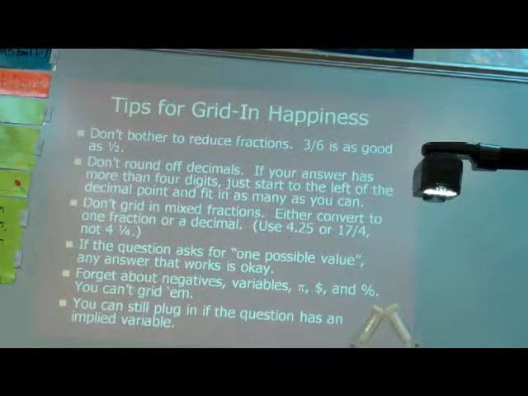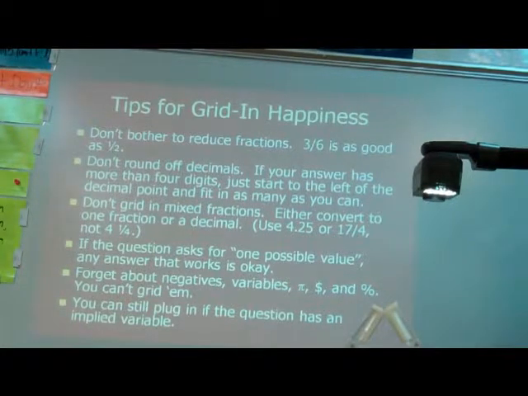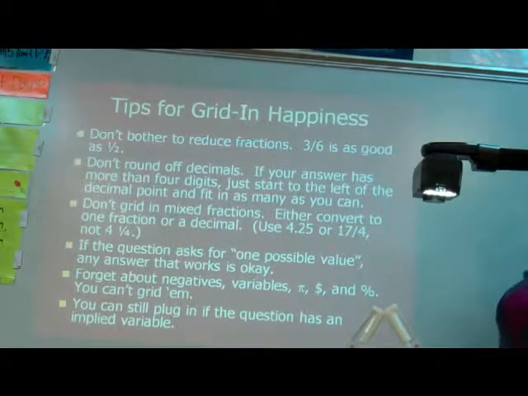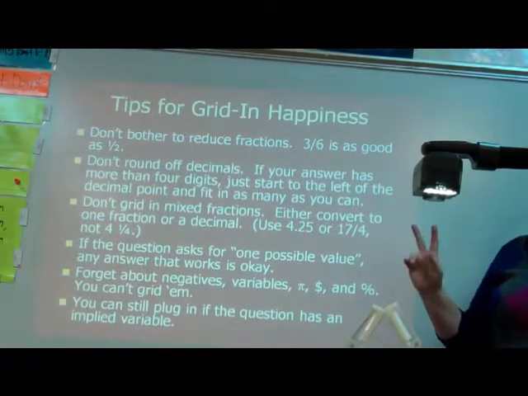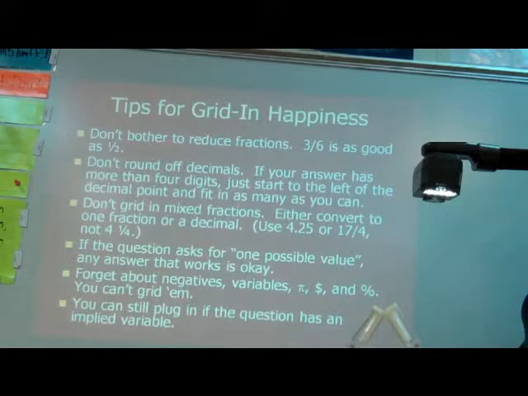Some tips for grid-in happiness: don't bother to reduce fractions. 3/6 is as good as 1/2. You don't have to reduce the fractions before you grid them. Don't round off your decimals. If your answer has more than 4 digits, just start to the left of the decimal point and fit in as many as you can. You don't have to round. You can do what we call truncate, which means you just chop it off.